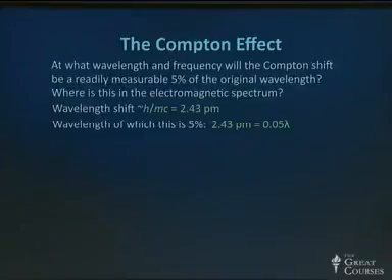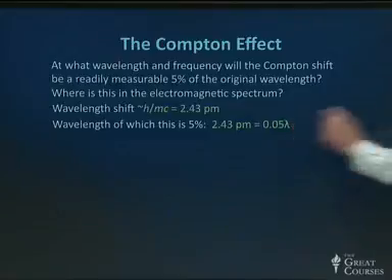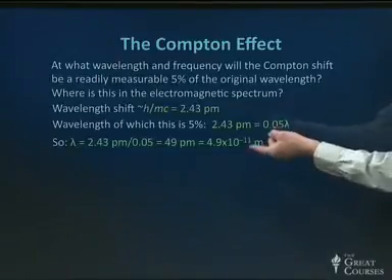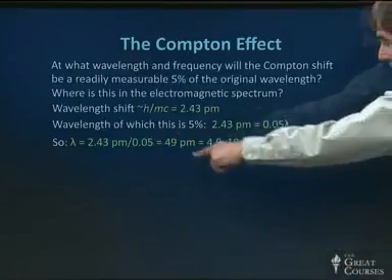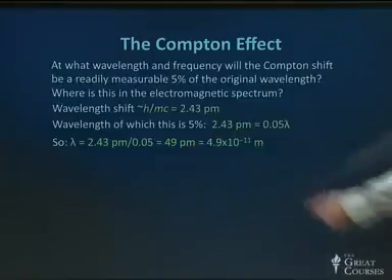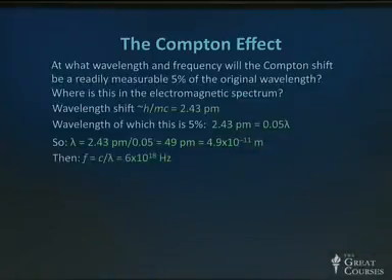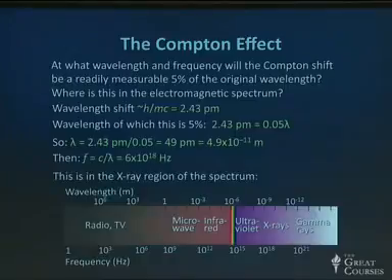We want to know the wavelength of which that's 5%. So 2.43 picometers is going to be 0.05 times some unknown wavelength lambda that we're going to solve for. So lambda becomes 2.43 picometers divided by 0.05. Do that out. You get 49 picometers, 4.9 times 10 to the minus 11 meters. f is c over lambda because frequency times wavelength is the speed of a wave. That comes out 6 times 10 to the 18 hertz.